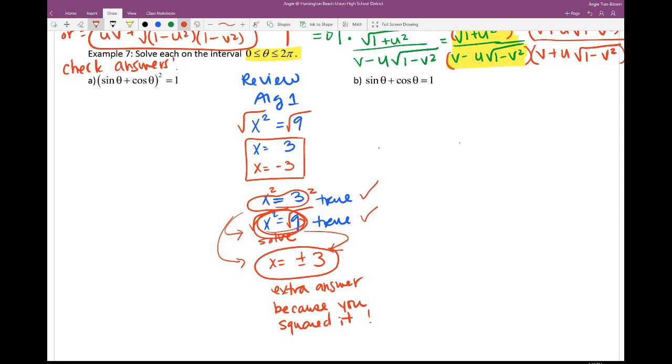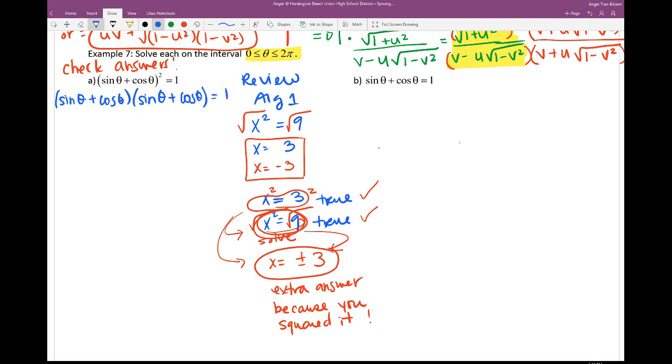Here we go. So our first equation is the quantity sine of theta plus cosine of theta, all of it squared, equals 1. Most of us would write this out twice and then multiply. Of course, you can do that. There's nothing wrong with that.